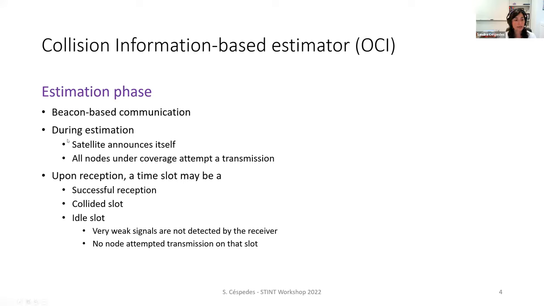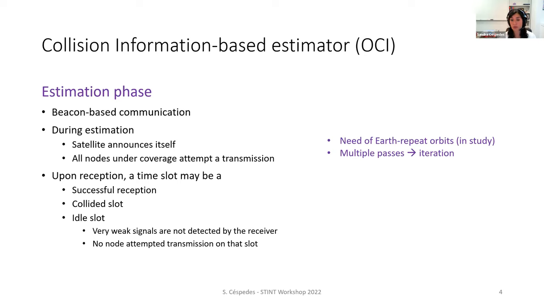So basically in that time, all nodes under coverage will attempt a transmission. And upon reception at the satellite, we can have, of course, a successful reception. Other times, we may have slots that are in collision, so two or more nodes may collide, and then idle slots as well. In the case that the signals are very weak, so the satellite doesn't detect any useful reception, it assumes the slot was empty, or that no node attempted a transmission, because they select a slot using a random distribution. So what we need for this to work, at this point at least, is that the satellite is going over the same locations every time.